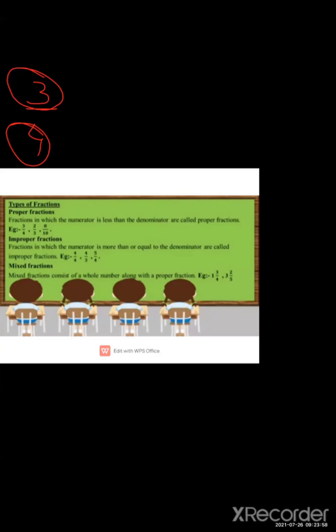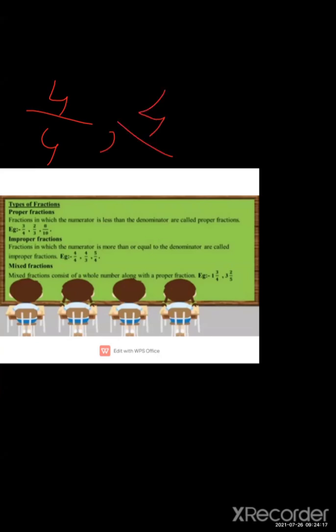For example, see, 4 upon 4. It means both are equal. The numerator is equal to the denominator, so it will become an improper fraction. And the second example is 4 upon 3. It means the numerator is greater than the denominator, so it will become an improper fraction. Okay.